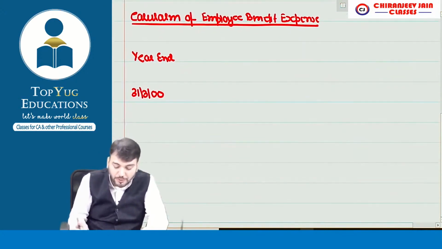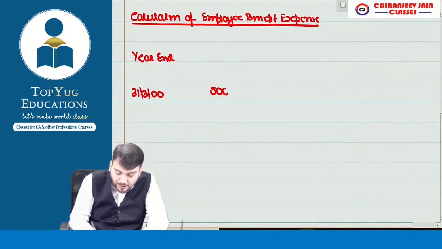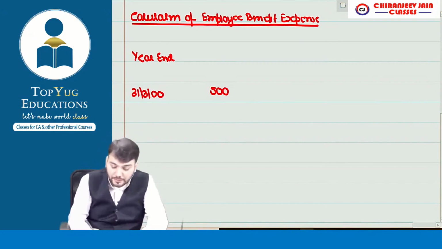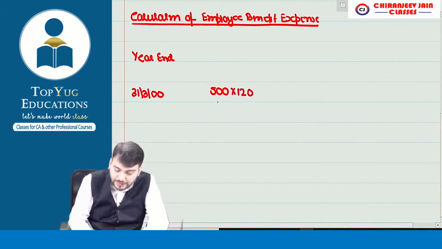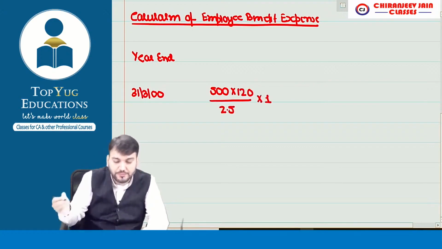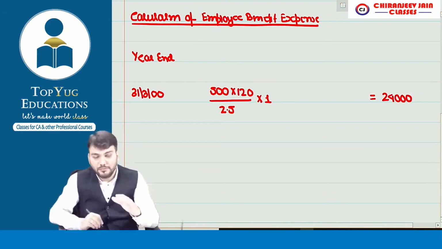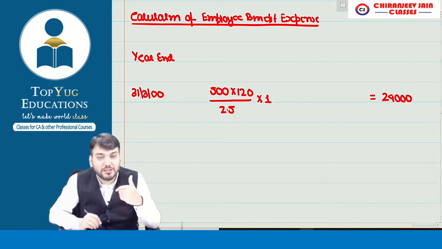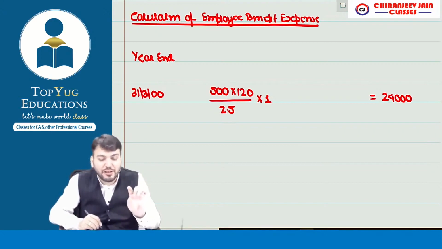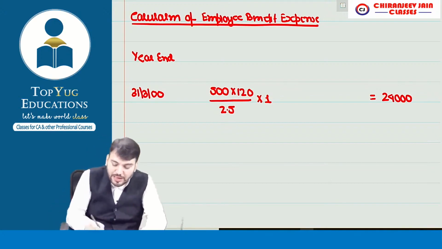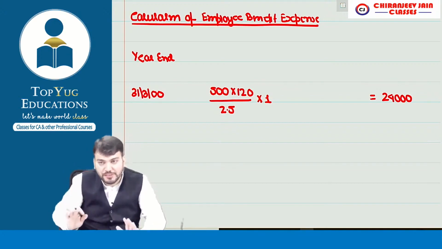Correct. So how many options? So we'll take 500 options. Correct. What is the intrinsic value? 120 divided by total vesting period 2.5, into 1. Correct. So it will be equal to 24,000. So if in the question the expected number of options to be vested is not given, then we'll take the actual number of options at that year end. Correct? Understood? So it means we'll expect that all the options will be vested.